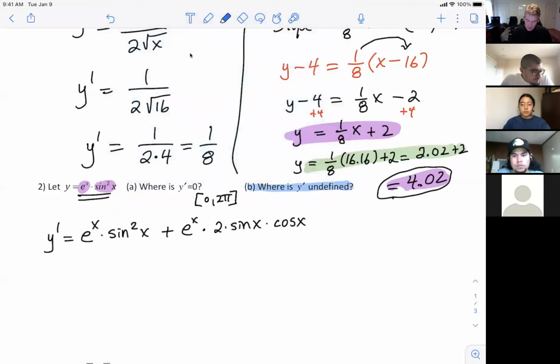And right now, I could even answer part B. Where is it undefined? Well, undefined will come from taking the square root of a negative. This doesn't have any square roots, so that's not a problem. Also, division by 0. And this doesn't even have any division, so that means that for part B, there's no answers for where the derivative is undefined. But where is it equal to 0?